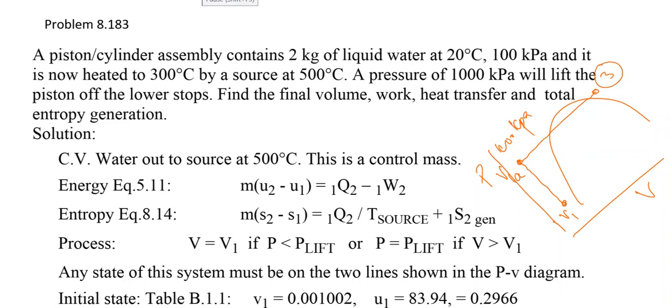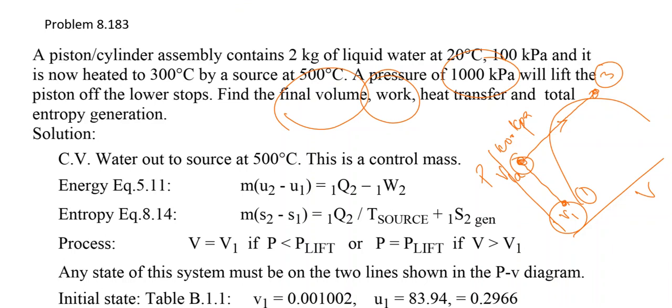So we have three states over here. One is when we have 20 degrees centigrade and 100 kPa. The second state is when we have 1000 kilopascal while the volume remains V1, and then we have the heat transfer and the change in volume when we move in this direction, and it will end at 300 degrees centigrade. So we need to find the final volume. Obviously we need to find the work done, and the work will only be possible from this point to this point, and we have to find the heat transfer and the total entropy generation.